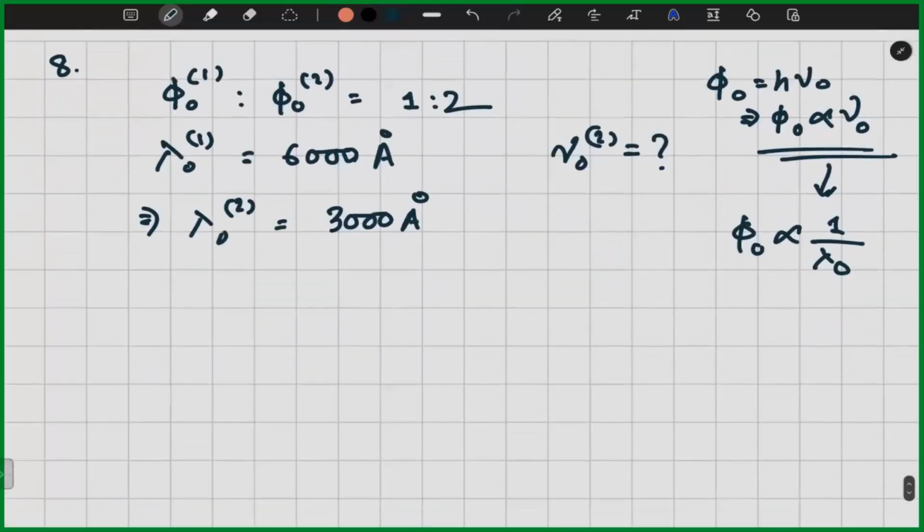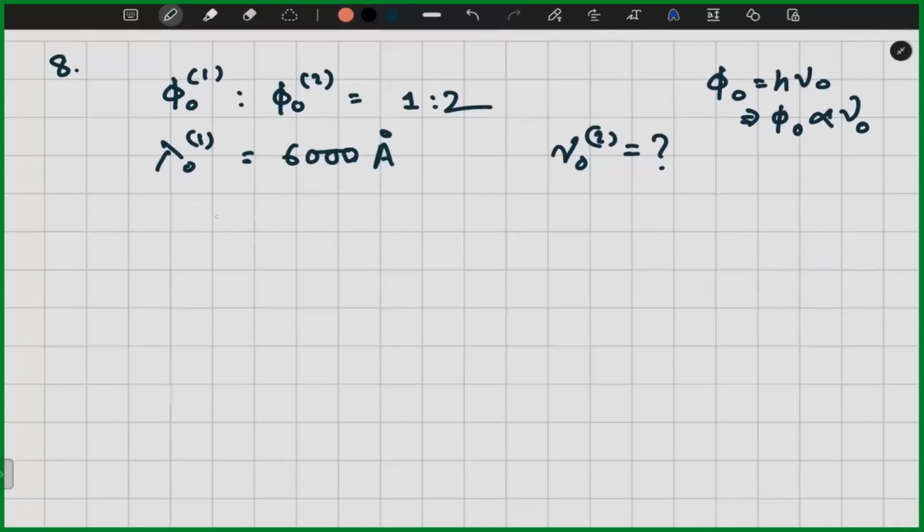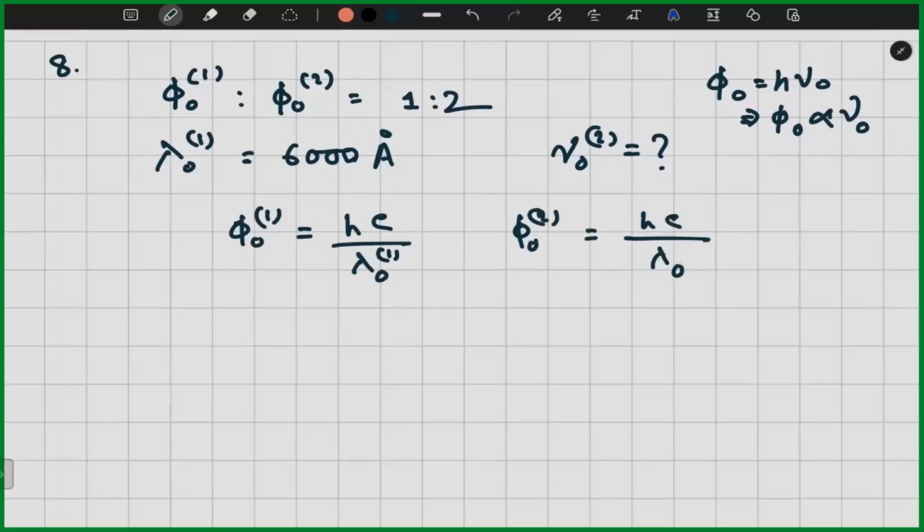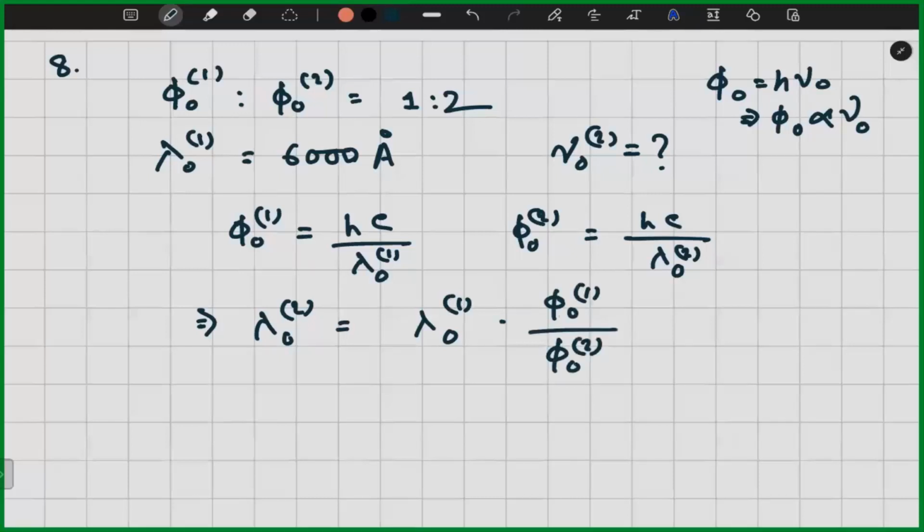Should I do it explicitly? Explicitly also we can do now. Phi 0 1 equals hc by lambda 0 1. Phi 0 2 is equal to hc by lambda 0 2. So from these two relations we can write lambda 0 2 equals lambda 0 1 into phi 0 1 divided by phi 0 2. So it will be 6000 Armstrong into 1 by 2, because it is given 1:2. So it is 3000 Armstrong.